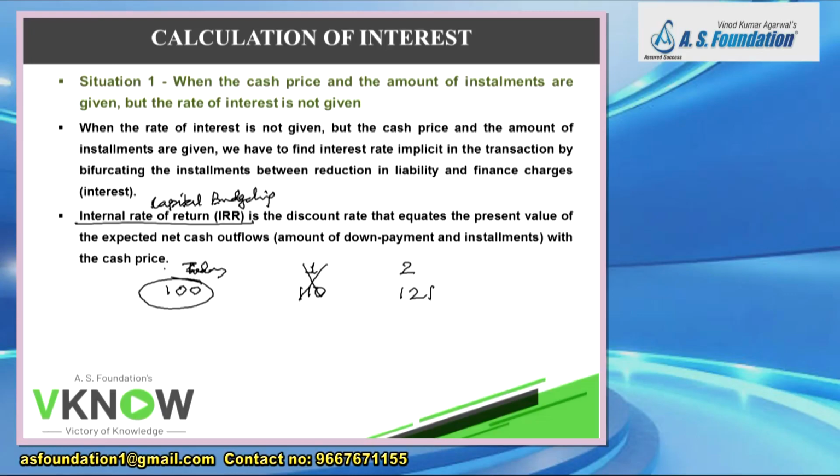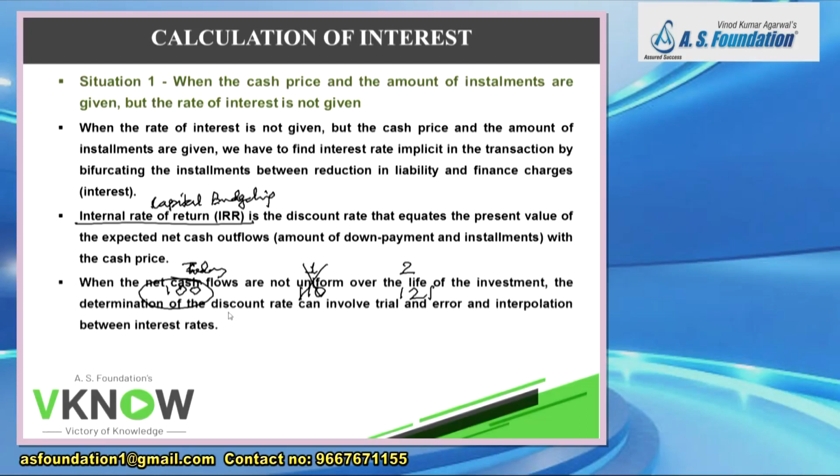Is it right? So what is IRR? The definition is the discount rate that equates the present value of the expected net cash outflow, that is the amount of down payment and installment, with the cash price. So it is that rate of interest at which the present value of down payment plus present value of installment is equal to cash price.